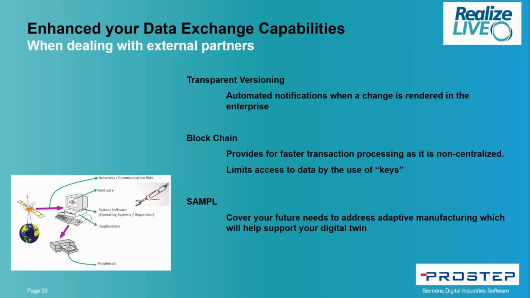We do have other tools available to help you when you're dealing externally. So we can do transparent versioning. We can enhance the communications with blockchain if needed. And we can also deal with additive manufacturing and address additive manufacturing using SAMPL.